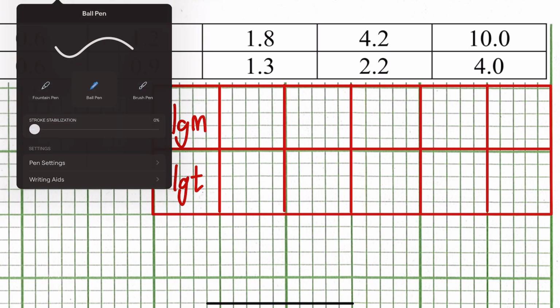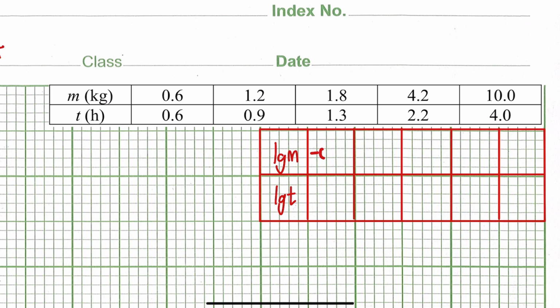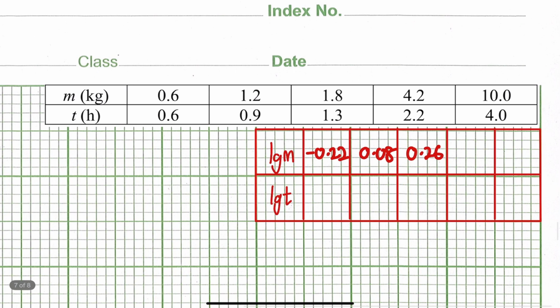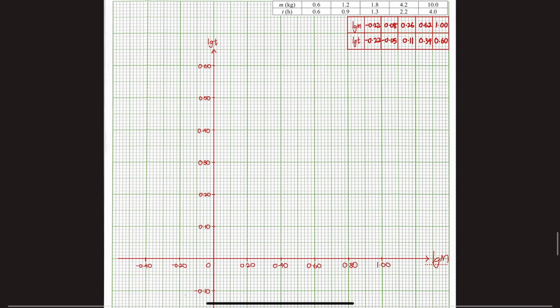So you calculate out the corresponding log m and log t values. Negative 0.22, 0.08, 0.26, 0.62, 1.00. Then the corresponding values would be negative 0.22, negative 0.05, 0.11, 0.34, and 0.60. So therefore if I were to plot my axis, it should look something like this.